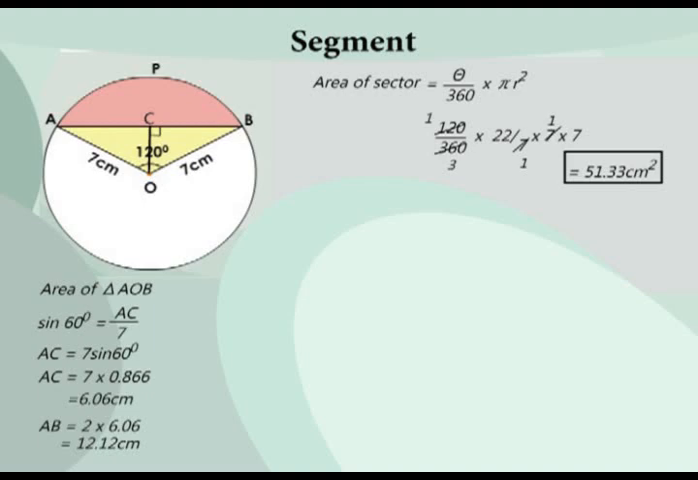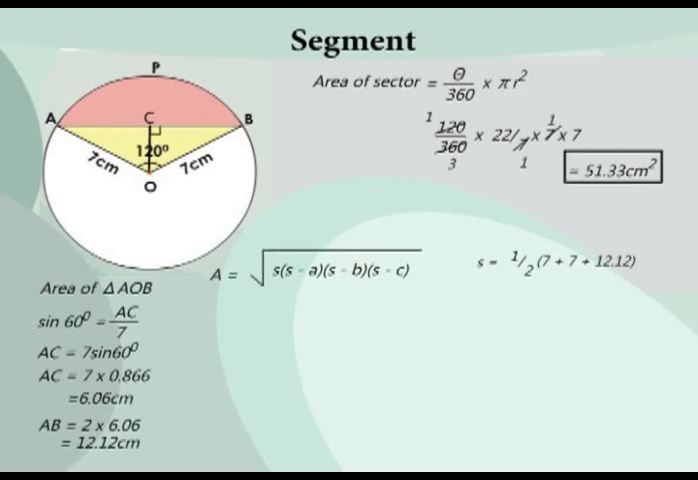Now we have all the three sides of a triangle. We can apply Heron's formula. Area is equal to the square root of S times (S minus A) times (S minus B) times (S minus C). S is half the perimeter of the triangle. In our case, S is equal to a half times (7 plus 7 plus 12.12).